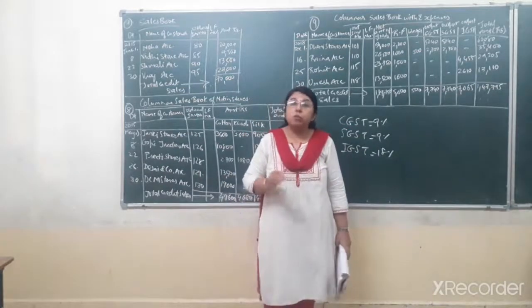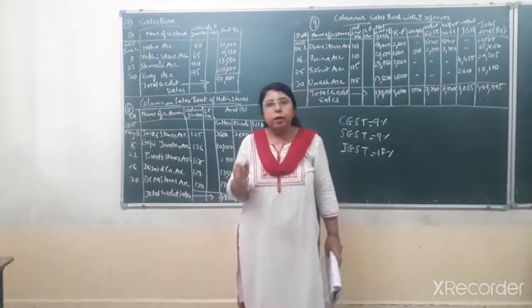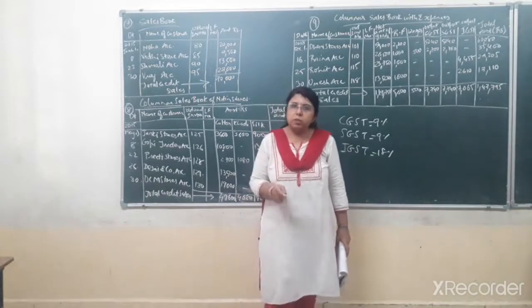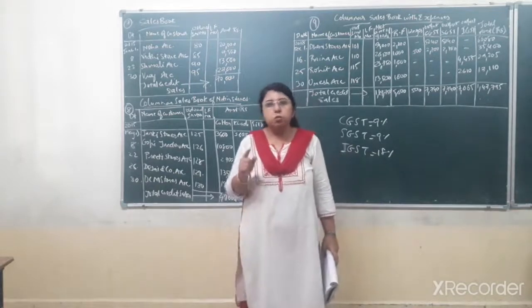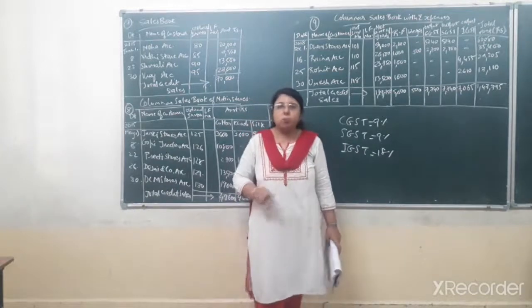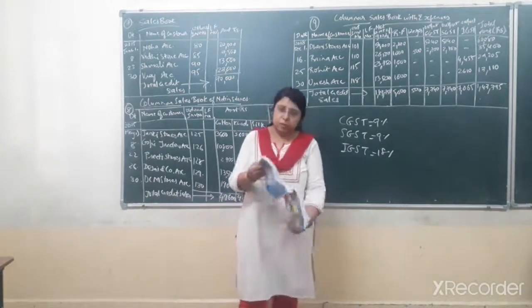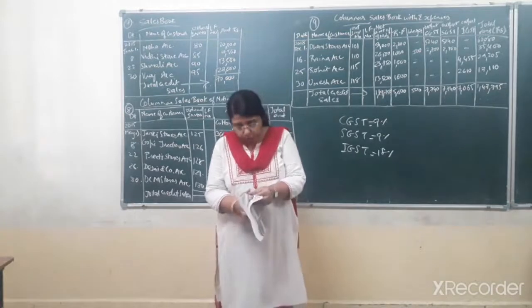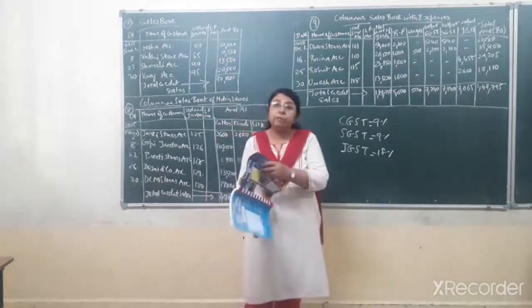Now over here we have sold the machinery, so it is an asset related transaction. We have already discussed that only goods related transactions will be recorded in the subsidiary books. So this transaction will not be recorded in the columnar sales book. Okay, next, turning the page, that is the 25th date.